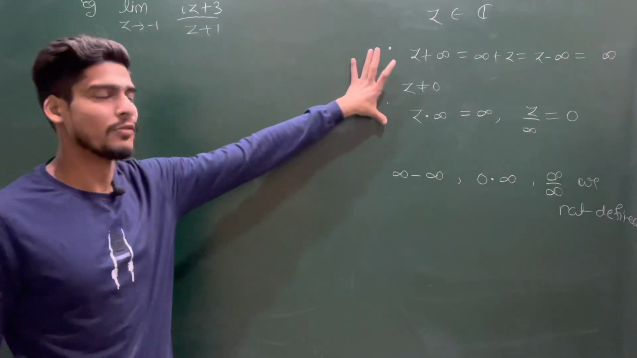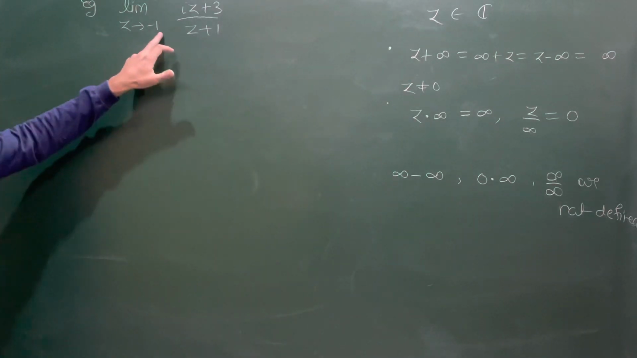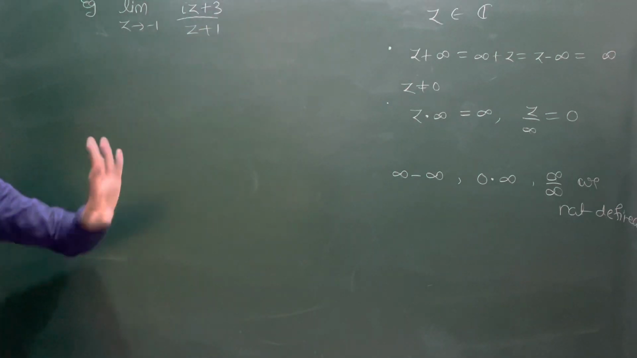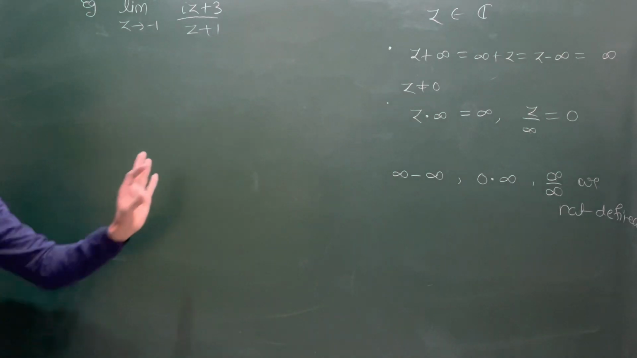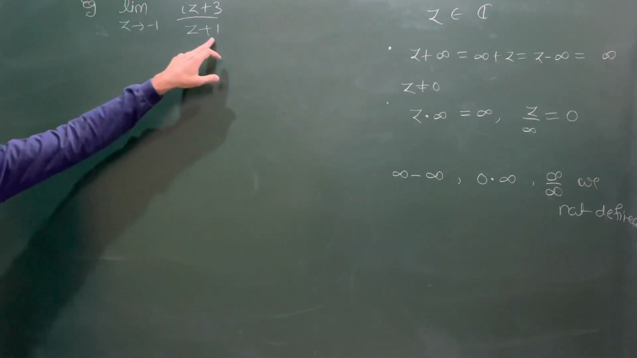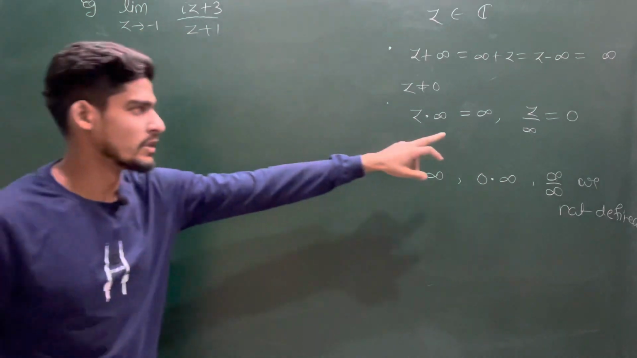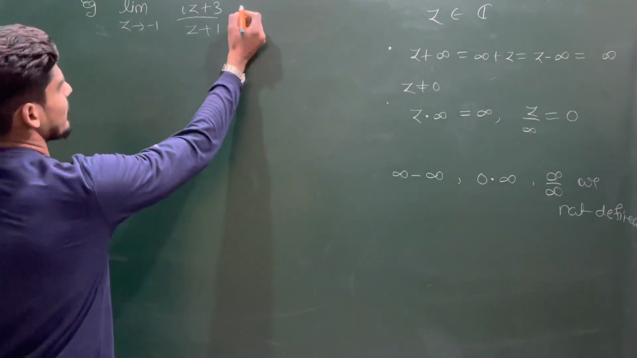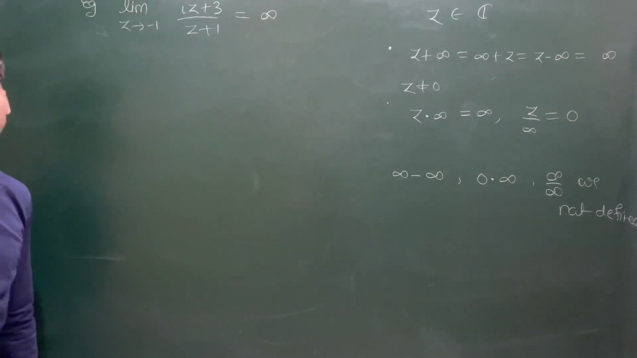But we can take help of these two. So you try to observe this iota z plus 3, this approaches 3 minus iota. So 3 minus iota is obviously a non-zero number. And z plus 1, this is approaching 0. So by using this property, you can say this limit will approach simply infinity.